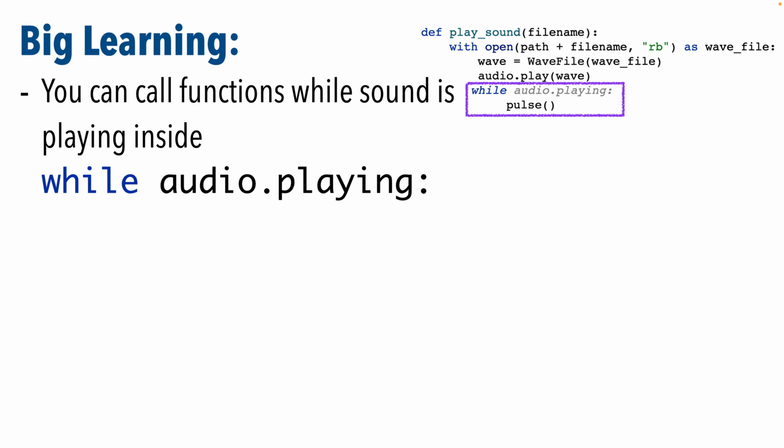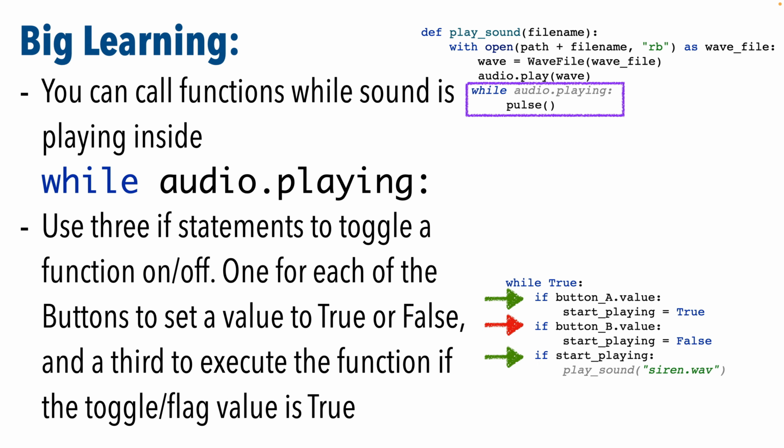So this was another big learning lesson. We learned that we can call additional functions from within the play sound audio.playing loop, and we also learned a technique for setting a Boolean flag to either true or false when buttons are pressed, and to use a third if statement to actually execute code you want to execute if a flag is set to true. Now, if you struggle to understand what was happening, definitely re-watch the lesson and reattempt the challenge until you have it down, because when working with electronics projects, setting buttons to turn functions on or off is a very common thing you want to do. So you really want to understand what's happening in these lessons.